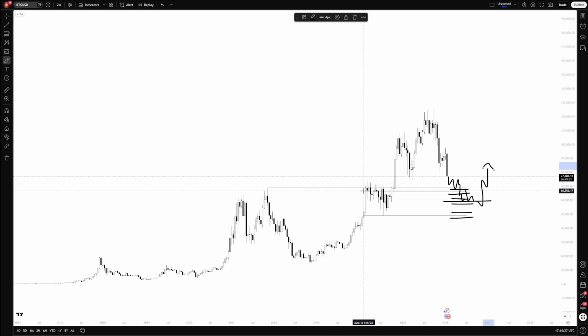And the reason's quite simple. I do not want to be fixated on one specific price for an entry. And the reason is because I do not want to be front run.